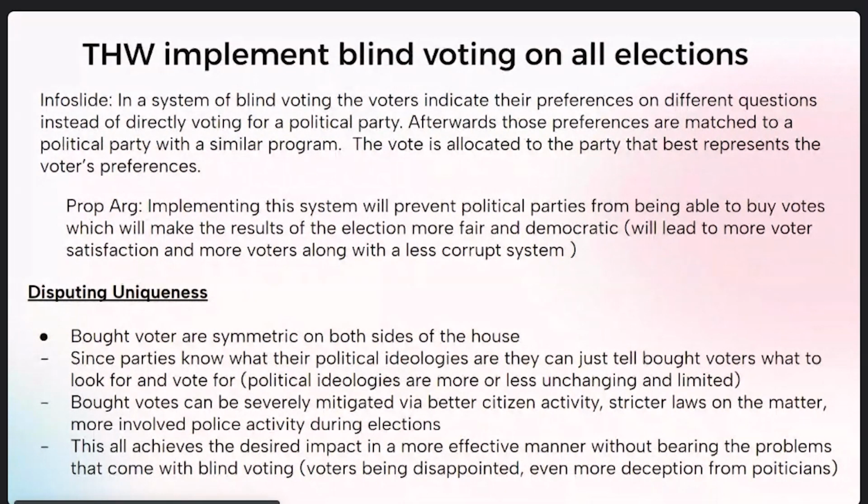And now here I'm going to prove that bought votes can be severely mitigated by, first of all, better citizen activity, stricter laws on the matter, and more involved police activity during elections. This all achieves the desired impact in a more effective manner without bearing the problems that come with blind voting, which may be voter disappointment or even more deception from politicians, which I would tell you why that happens and analyze that for you, but we do not have physical time right now.